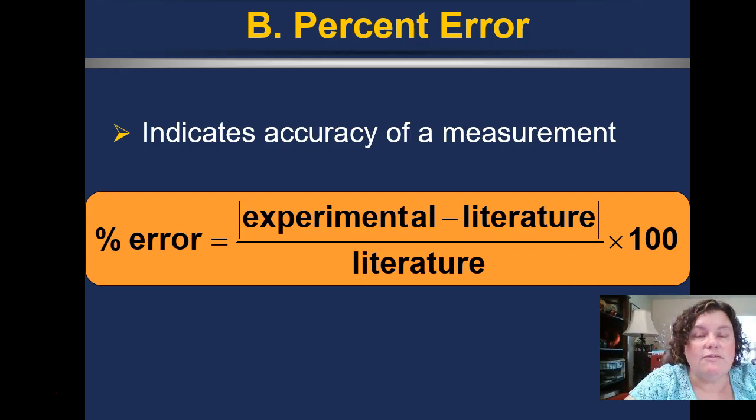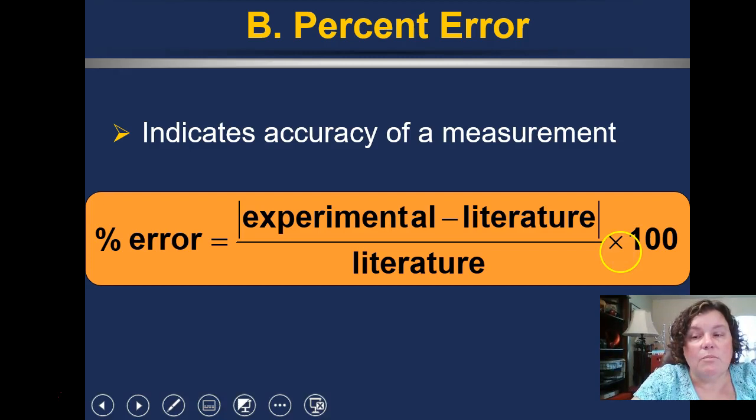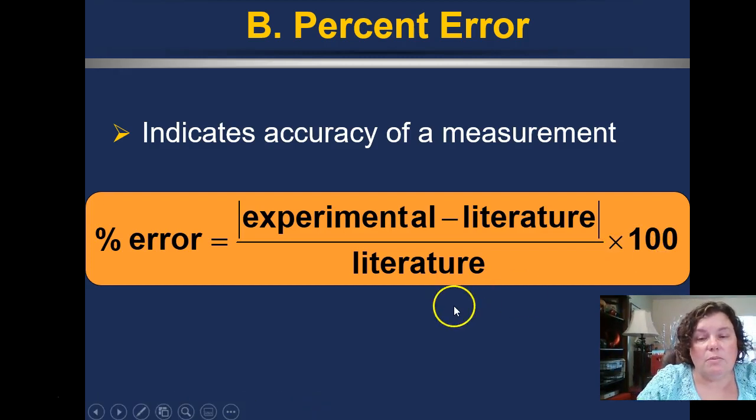Experimental means what did you find while you were in lab? Literature is the accepted value. Usually it's found in a book or on Google or whatever way that you're finding your actual answer. So when you plug this in, you're going to put your experimental value, what you found in the lab, minus your literature value, what is supposed to happen. Divide that by the literature value and multiply by 100. And then you'll get a percent error.